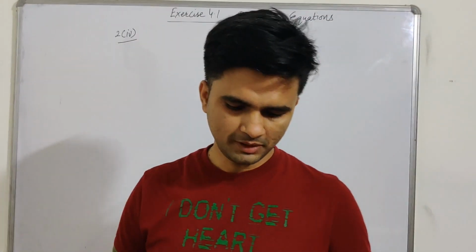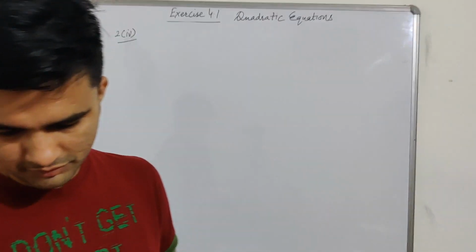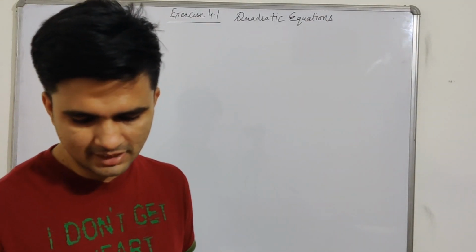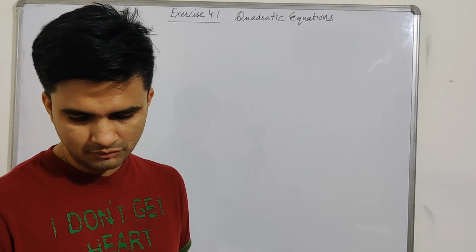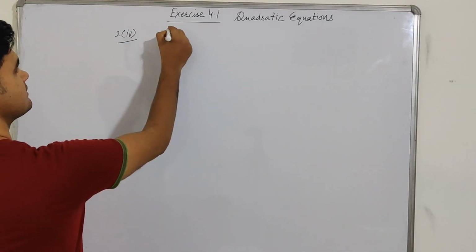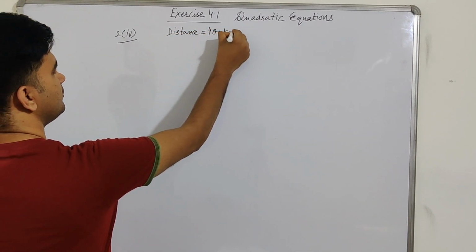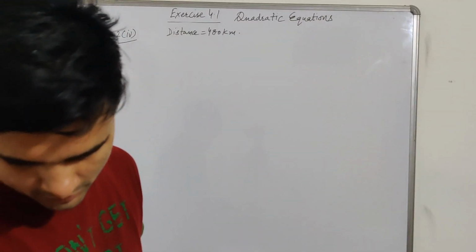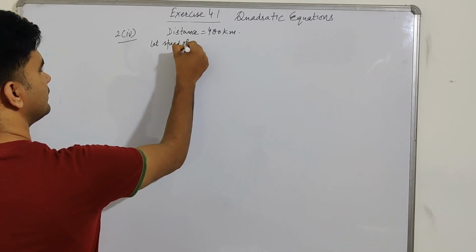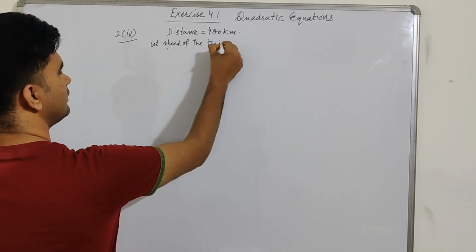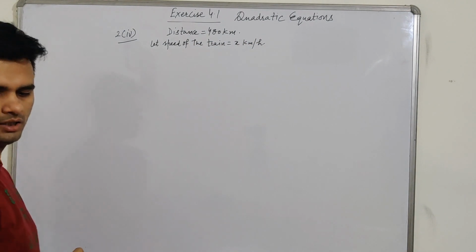Now come to the fourth part of this question. A train travels a distance of 480 km at a uniform speed. If the speed had been 8 km per hour less, then it would have taken 3 hours more to cover the same distance. We need to find the speed of the train. See here, distance is 480 km, right? And what we need to know is the speed of the train. Let the speed of the train be x kilometer per hour, right?